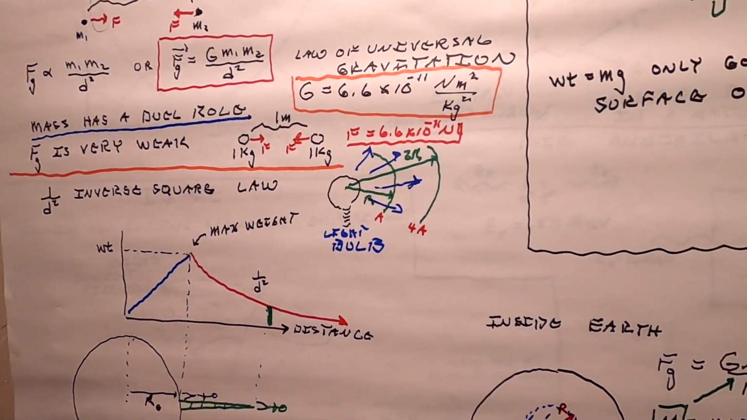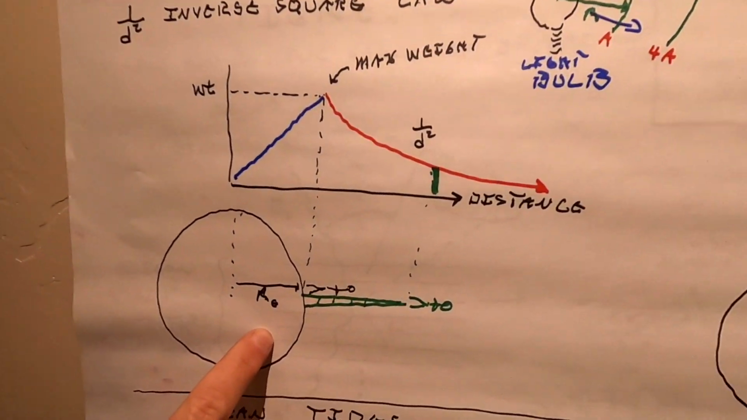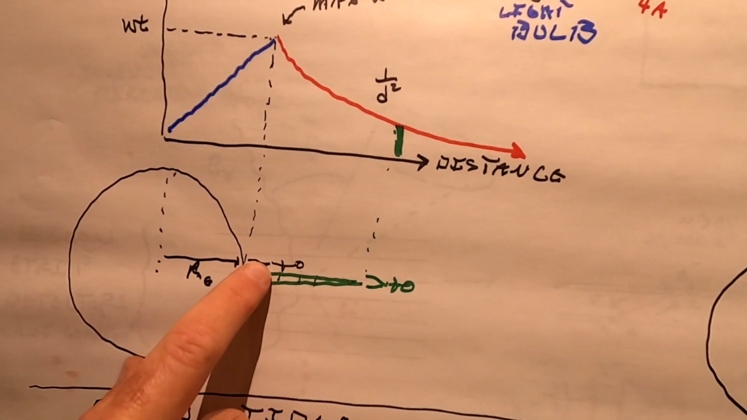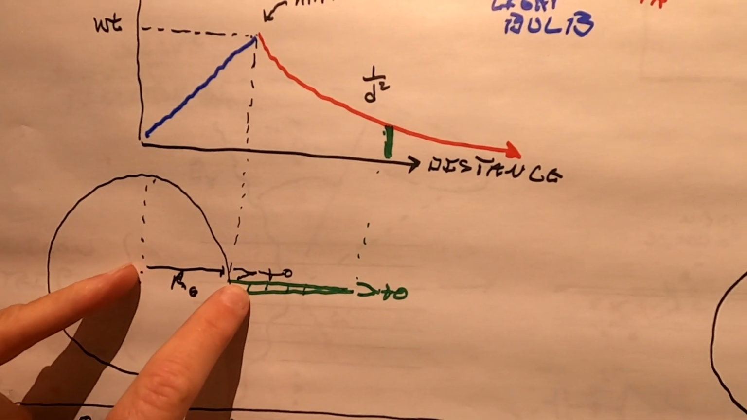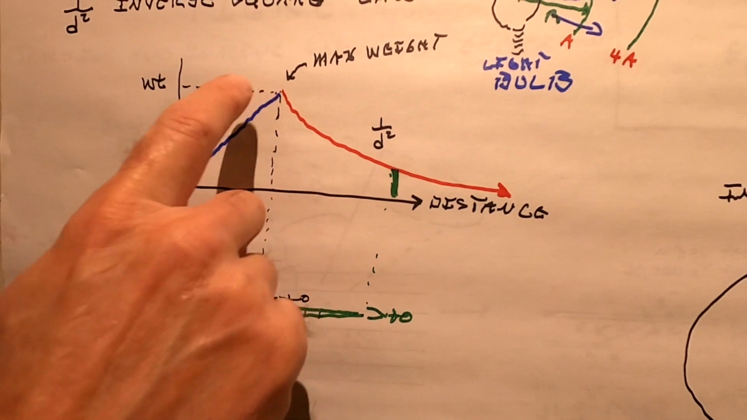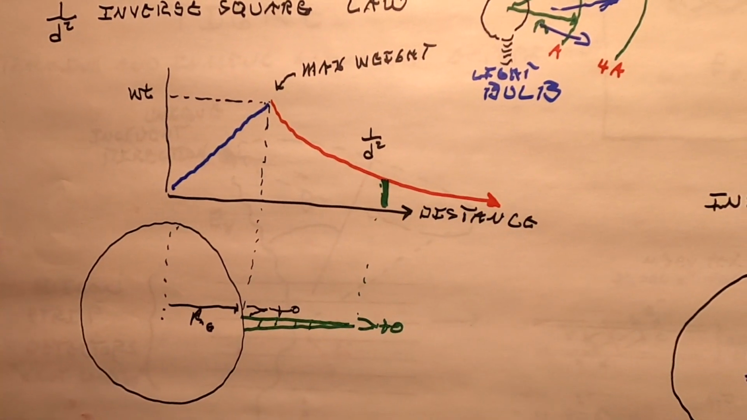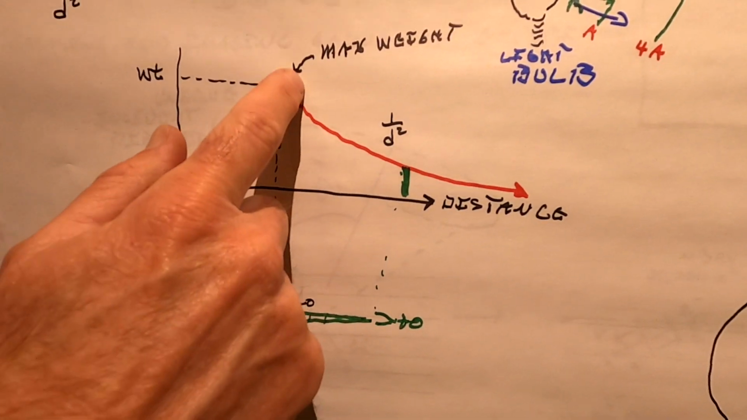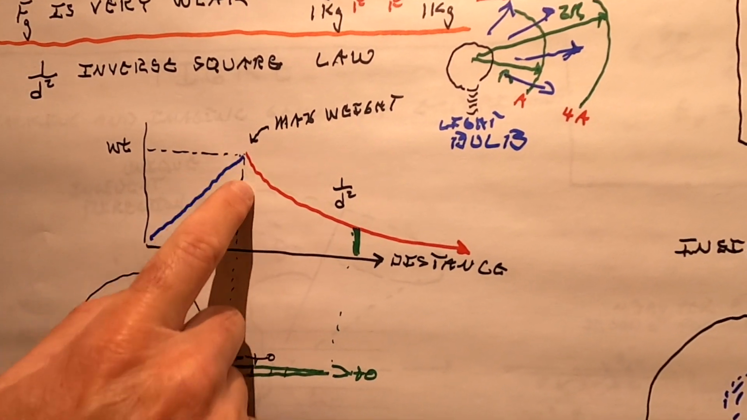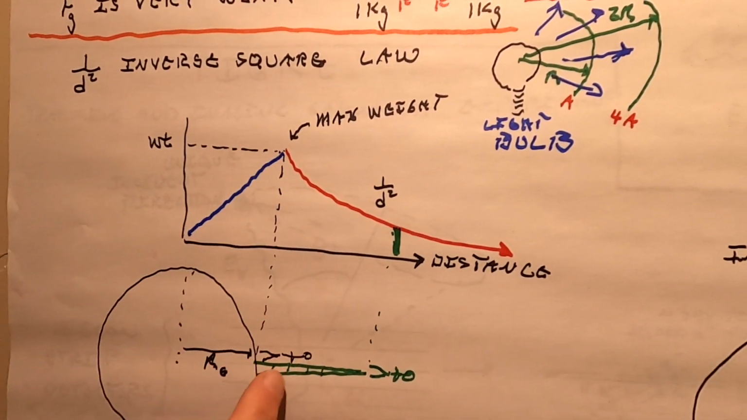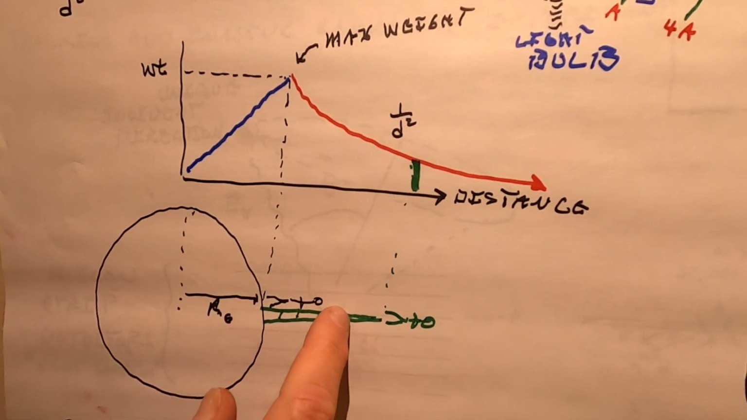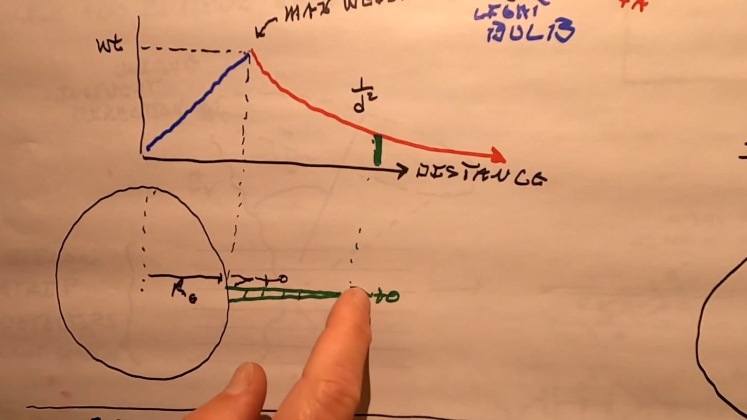Okay, so here we are on the Earth. Here we are standing right there at our distance, and I'm going to plot out your weight versus distance. We know what our weight is here. It's whatever you weigh on your scale at home. Now, as you start climbing on a ladder and going up higher and higher, your weight gets less and less.